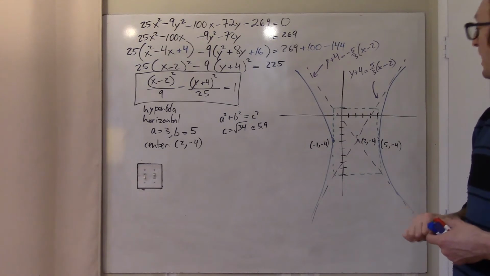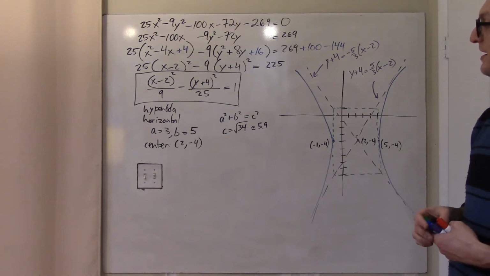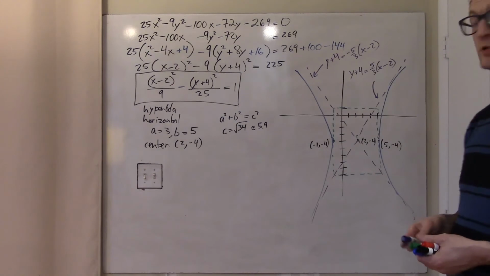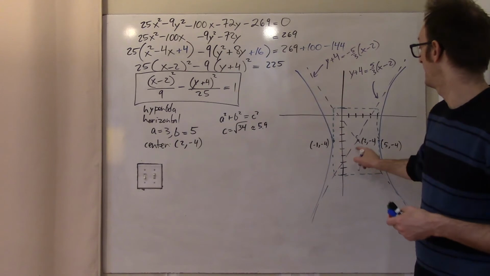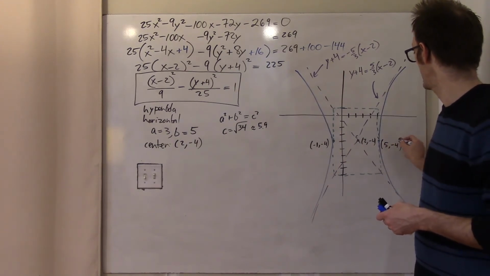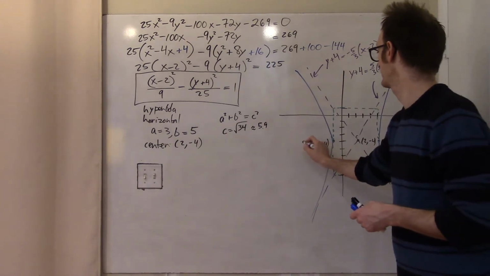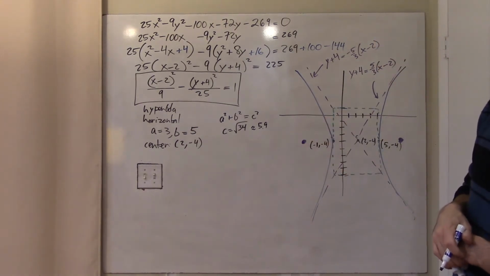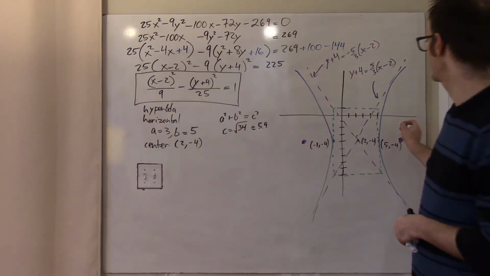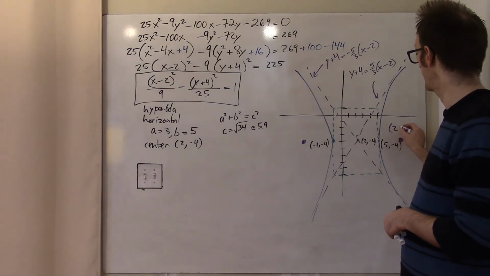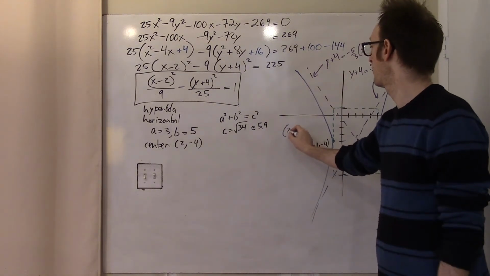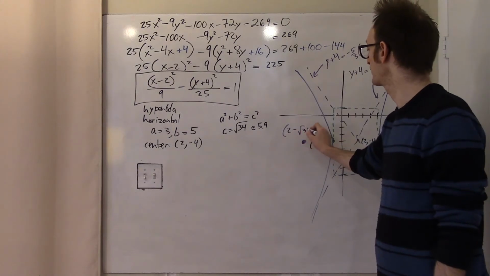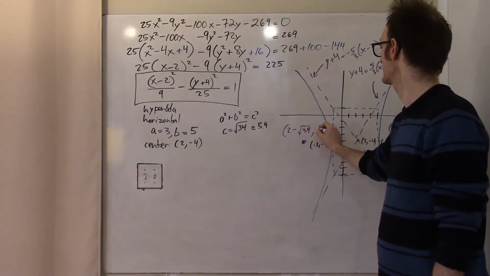So, where are my foci? They are root 34 away from the center. So I need to go 1, 2, 3, and then sort of over here-ish. I get one focus, and over here I get kind of like another one. And what are the coordinates of these foci? They're going to be go over 2, and then go over an additional root 34, and then down 4. And over here, it's like go over 2, and then back root 34, and then down 4.